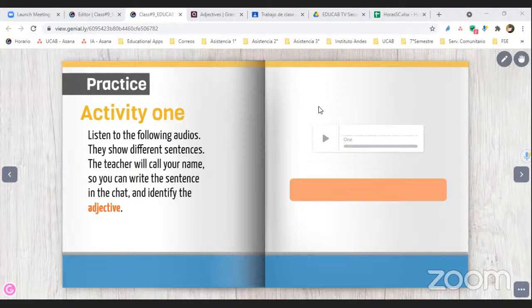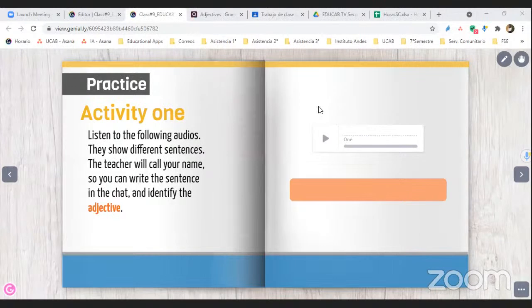So we're going to listen to the audio. I'm going to tell you which of you is going to participate in each turn. And you have to write the sentence in the chat and identify the adjective. You have to tell me which is the adjective in the sentence, okay?